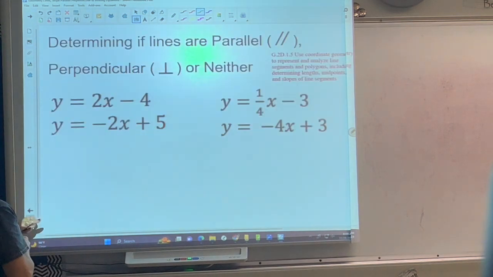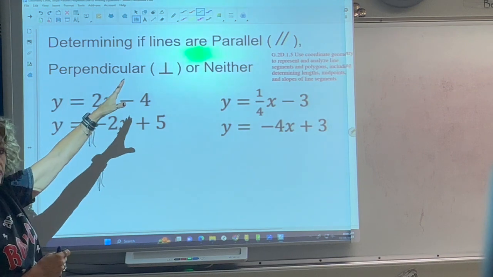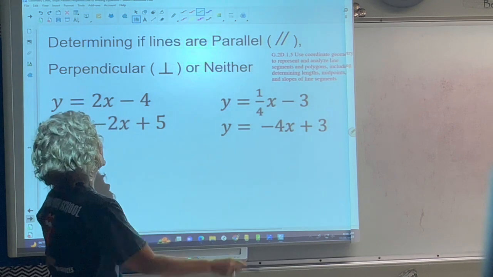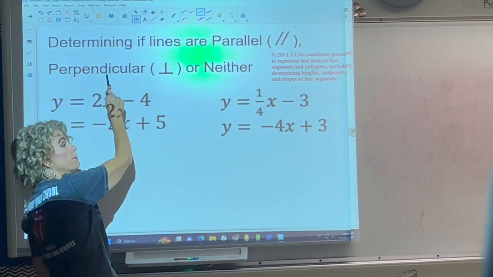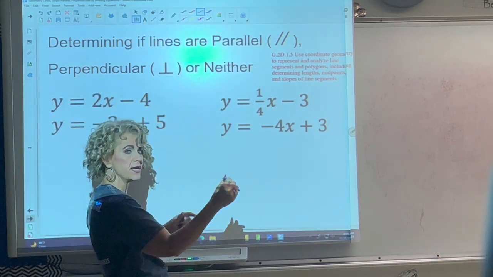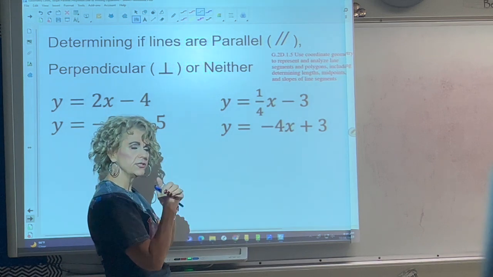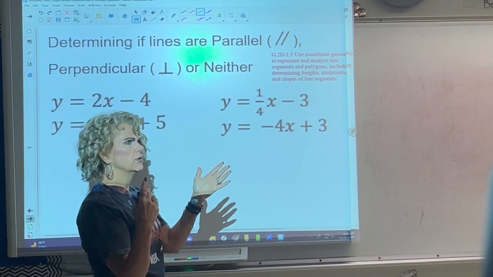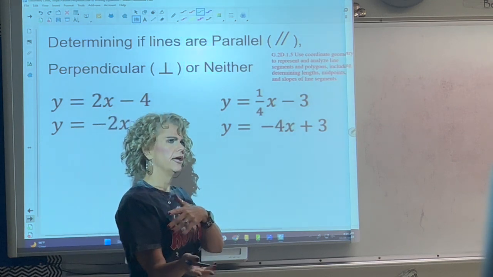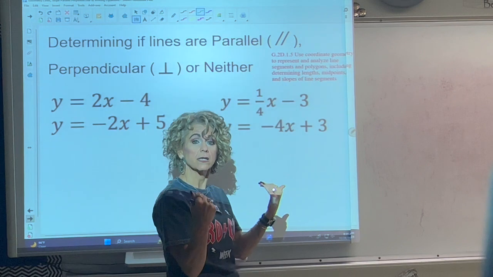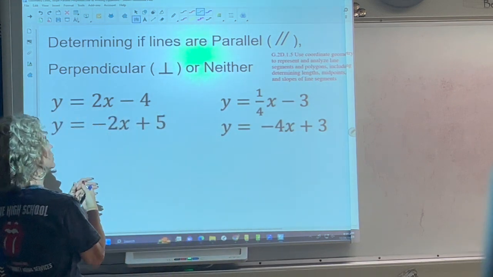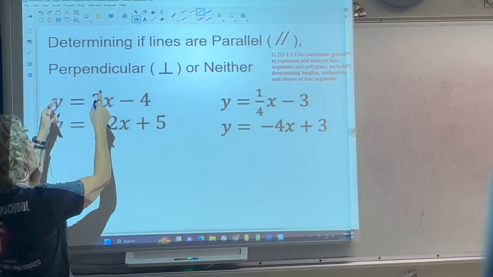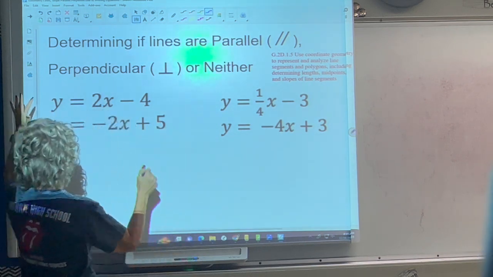Okay? Now we're going to determine if they're parallel. If their slopes are the same, they'll be parallel. If their slopes are opposite reciprocals, one's positive, one's negative, and they're the reciprocal of each other, then they're perpendicular. But if they're not the same and they're not opposite reciprocals, then it's neither, okay? So what we have to do, and I made these easy, is identify the slopes of each of the lines. So these two lines.